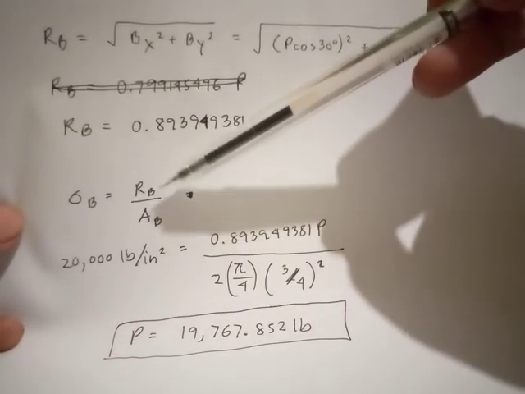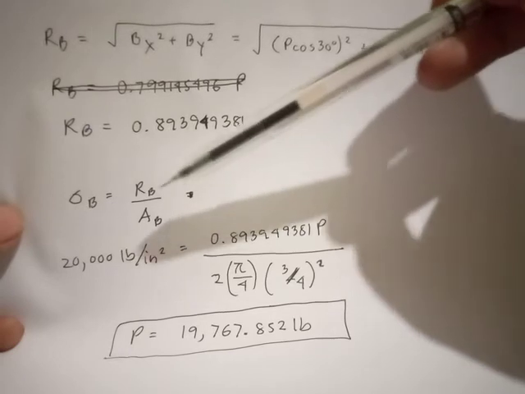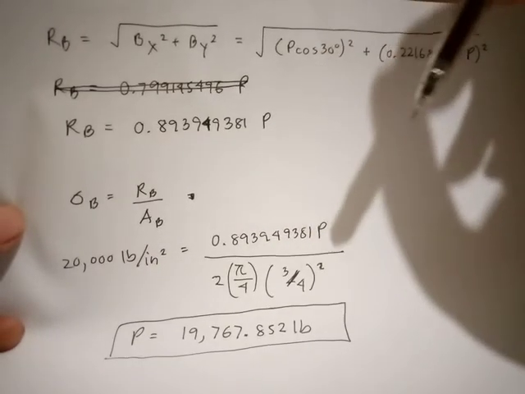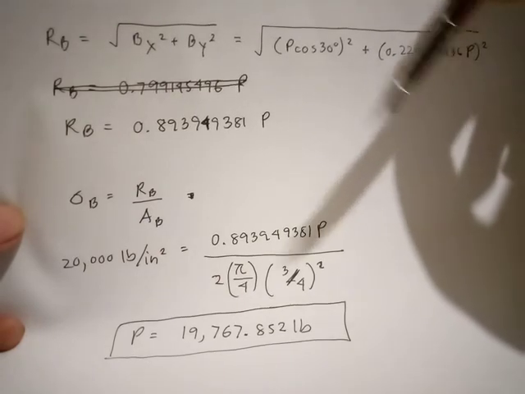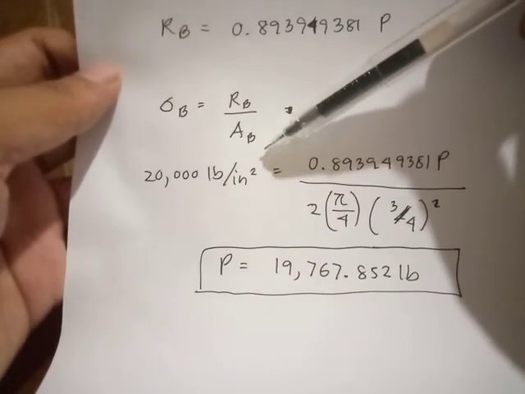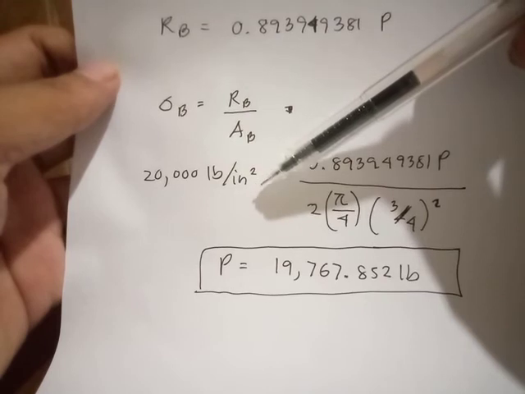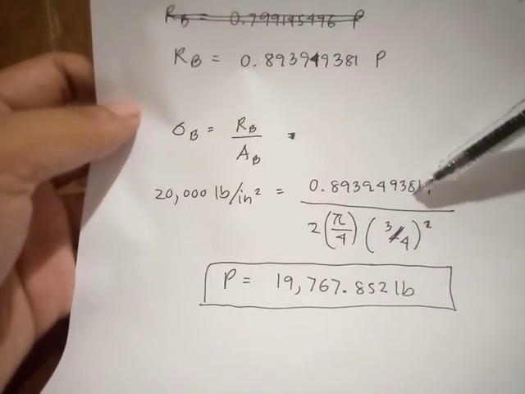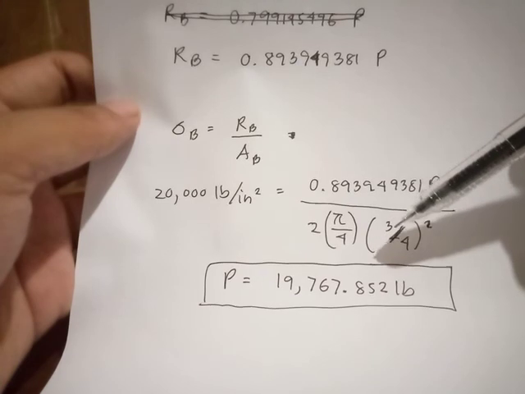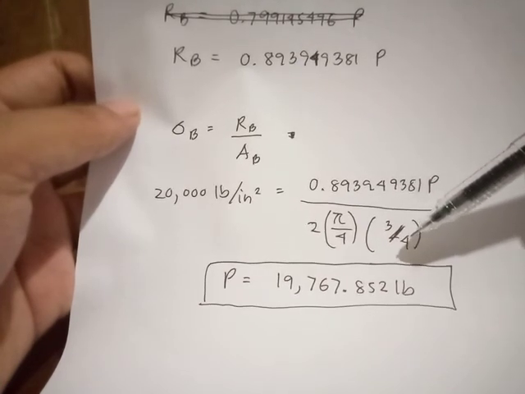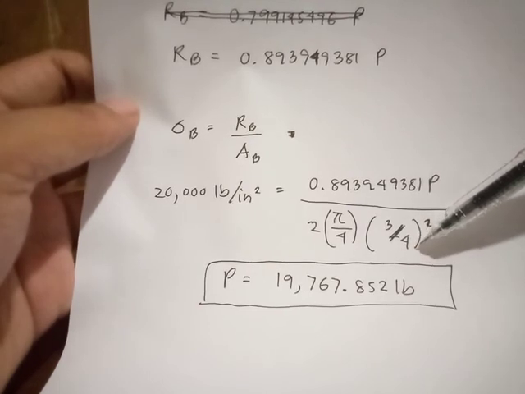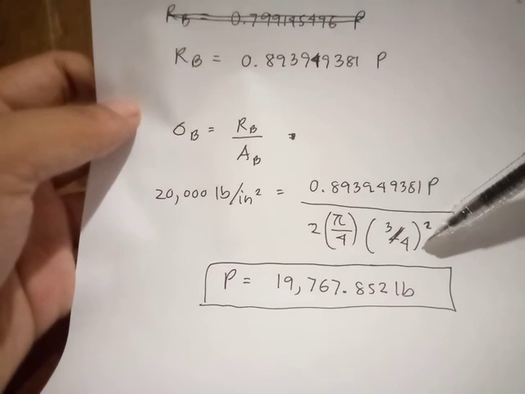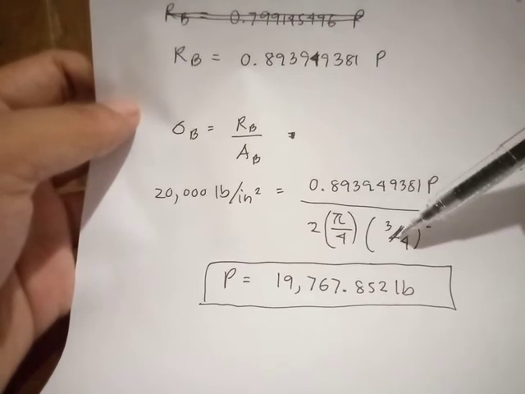And then again, let's go to the stress equation. So, ang stress na hinahanap natin is yung kay sa pin. So, yung pin area natin, previously, baka nakalimutan nyo, is nasa kay B. So, kay B tayo. Okay? RB over AB. So, yung allowable stress at B is 20,000 pounds per square inch is equivalent to, okay, yung value ng RB is ganito, 0.893949381P divide sa twice the area. Okay? Kasi double shear. So, merong area sa magkabilang panig. Dalawa yung niya. Okay? So, kaya 2 times pi over 4 times 3/4 squared.